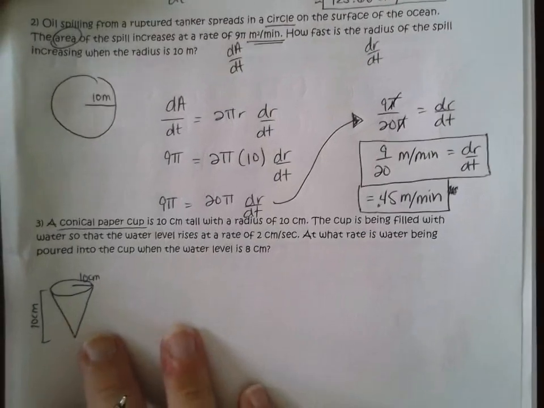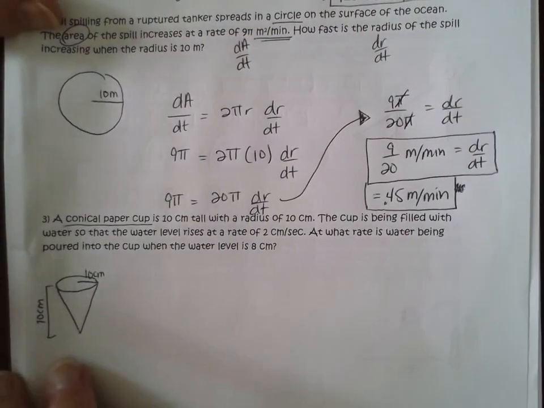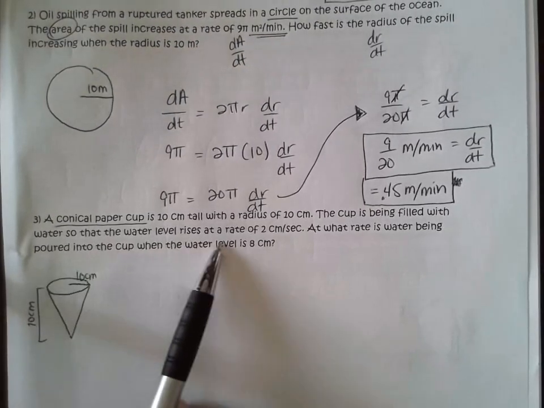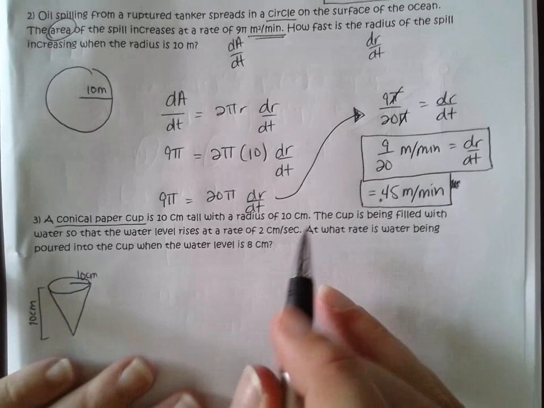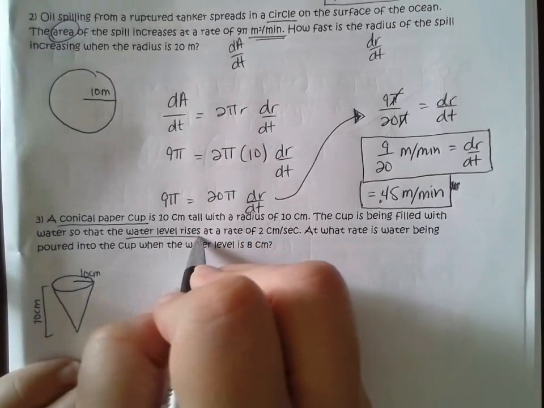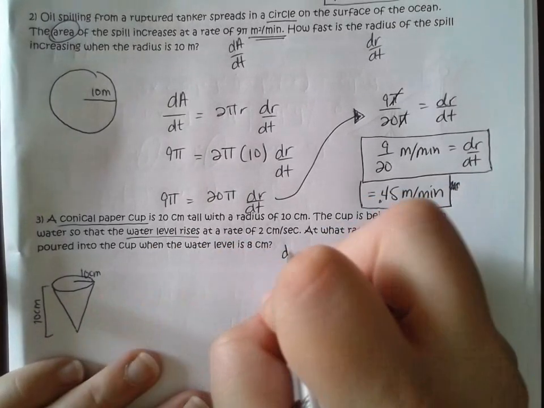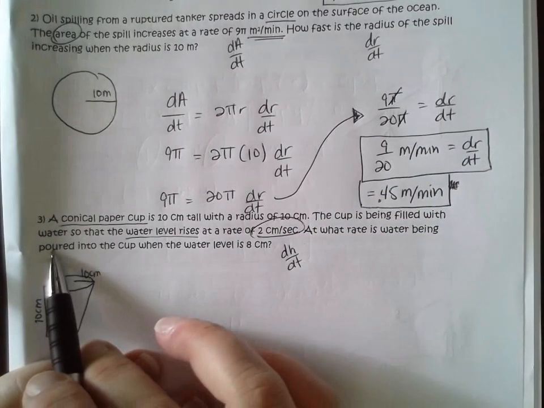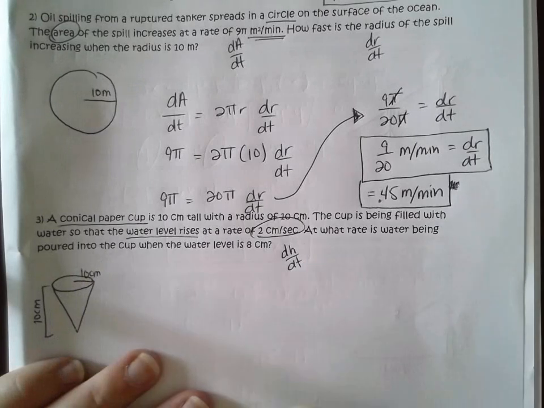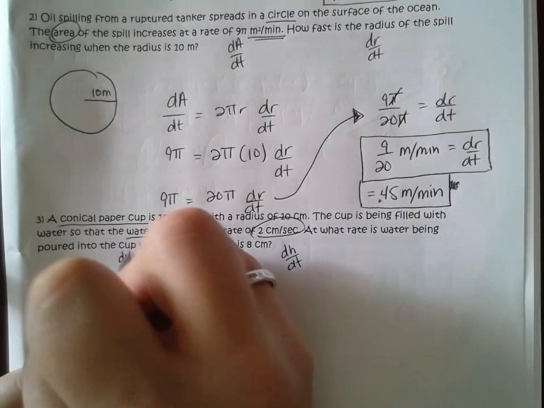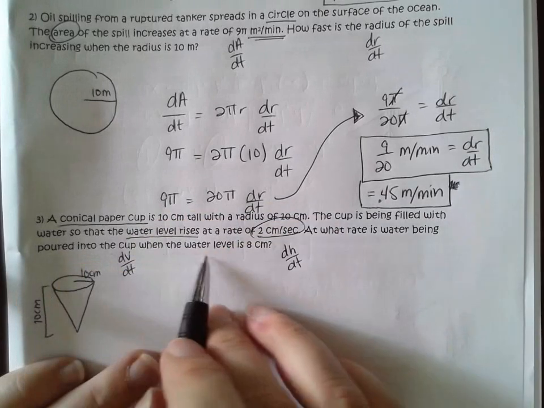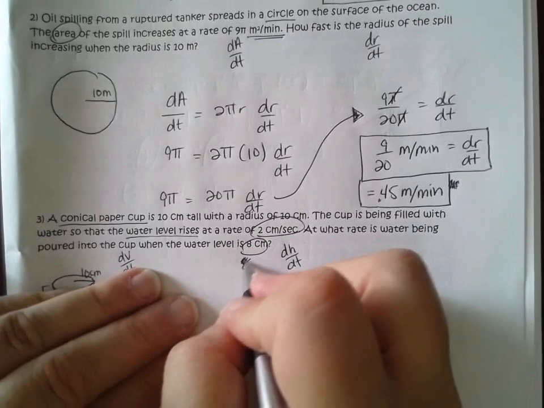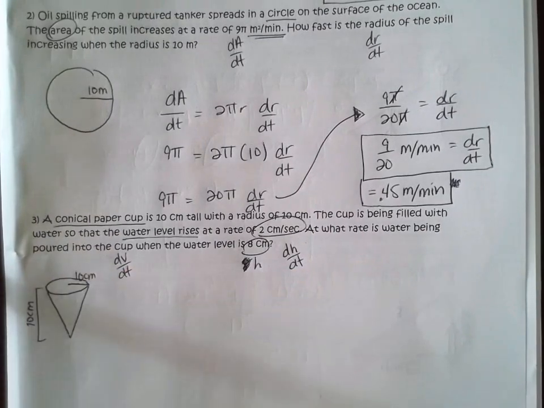Now we've got a cone, it's being filled. We're told that the radius and the height are the same values. The cup is being filled with water so that the water level rises at a rate of 2 centimeters per second. Water level rises. Water rising would be h, so this is dh/dt. At what rate is the water being poured into the cup? When you pour water in, you're talking about dV/dt, and the water level is 8. I didn't mean to write 8 again. I meant to write that it's your height.